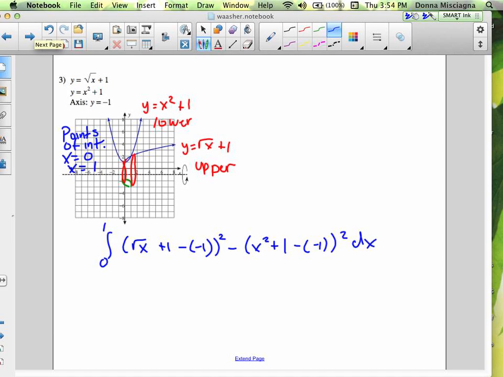All right, so let's simplify it and square. So volume is pi times the integral from 0 to 1. I'm going to simplify and then I'll square. So I have the square root of x, and this is now going to be a plus 2, squared, minus, and this is also going to be x squared plus 2, squared. So we'll square that.